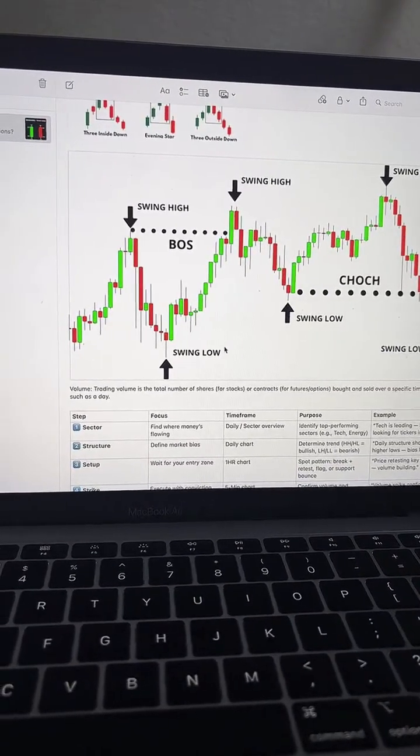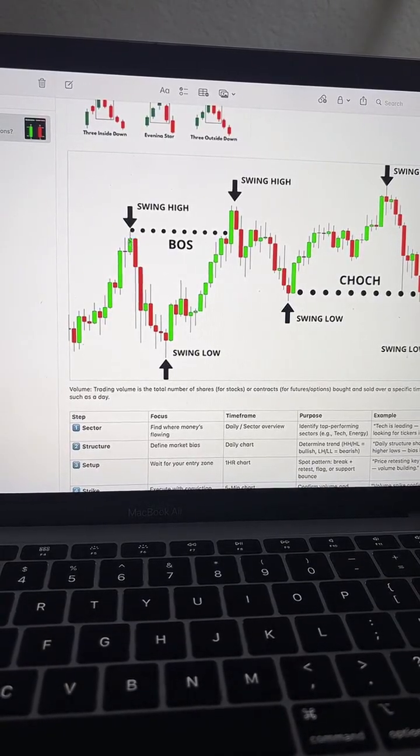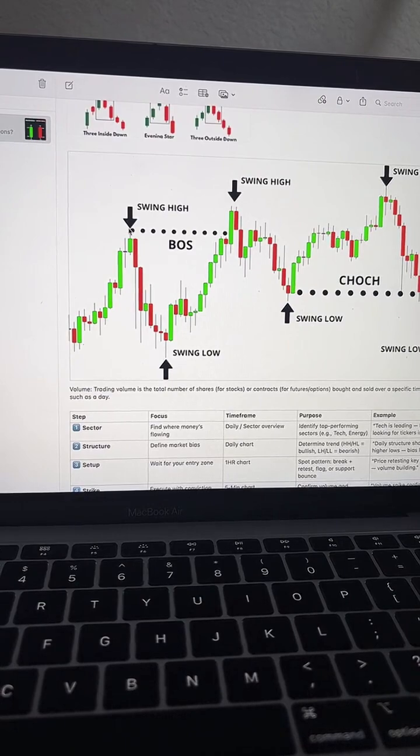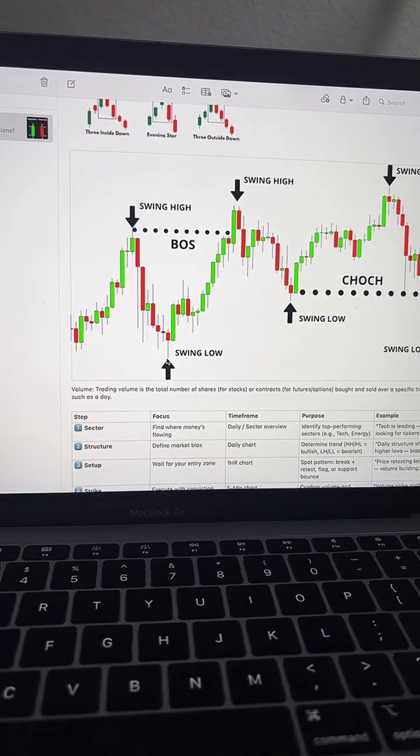Swing highs are basically a three-candle setup. The middle candle, the wick or the high of that candle, should be higher than the candles on both sides. That is a swing high. Then your swing low, the low of the candle in the middle is lower than the one to the right and the left. When a swing low is created, that can suggest that sellers are exhausted and buyers are stepping in.